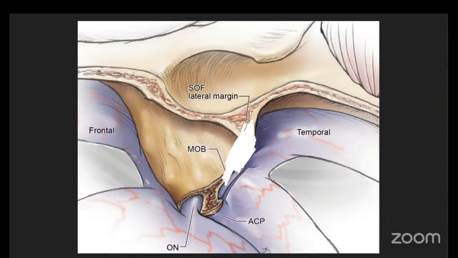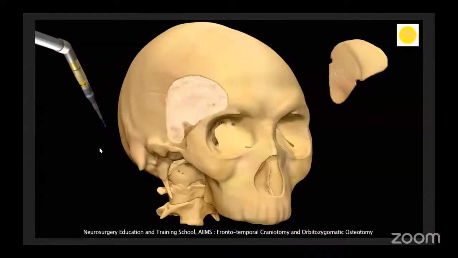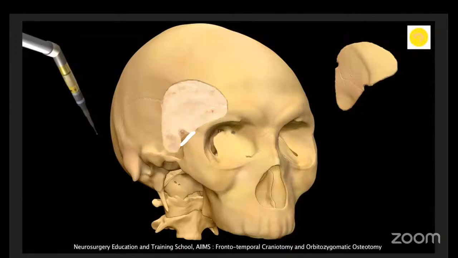Can you please repeat that? Okay, which part? The rongeuring part? Yeah. Okay, so let me go back to the previous slide. You're familiar with this, right? We have done a pterional craniotomy. And once we have done a pterional craniotomy, you would have seen this ridge poking out, right?